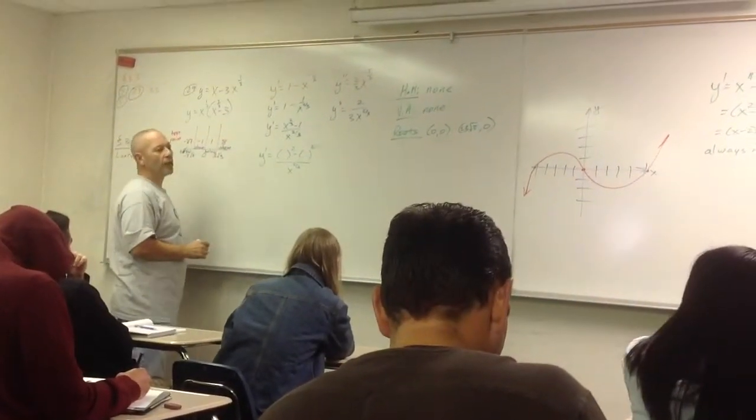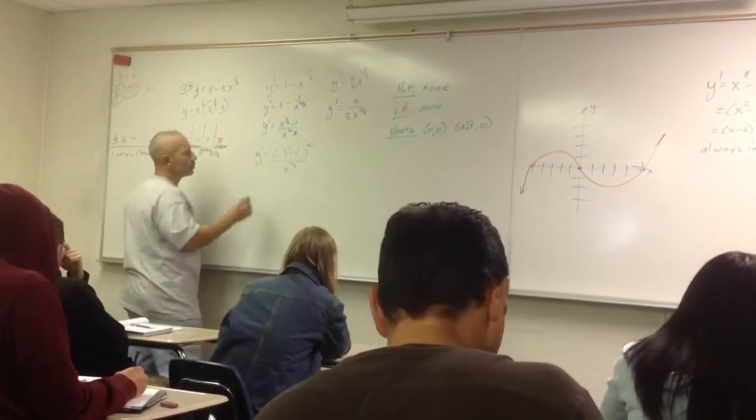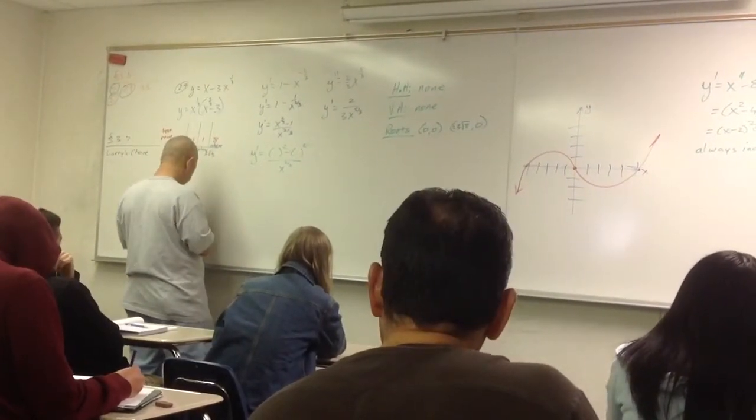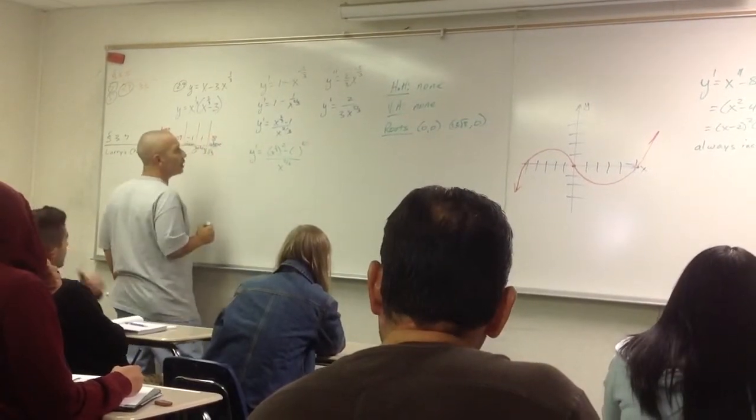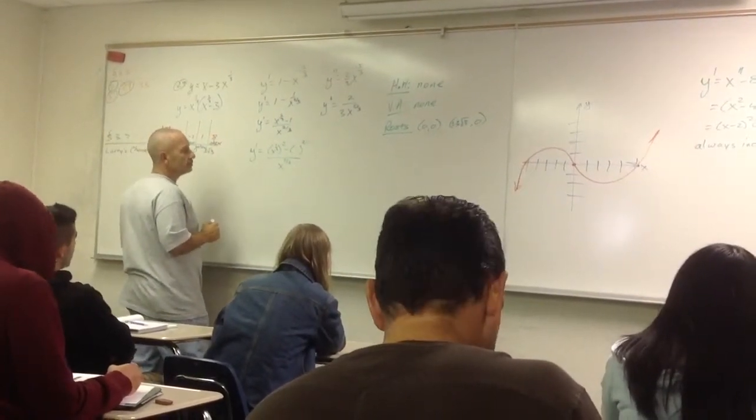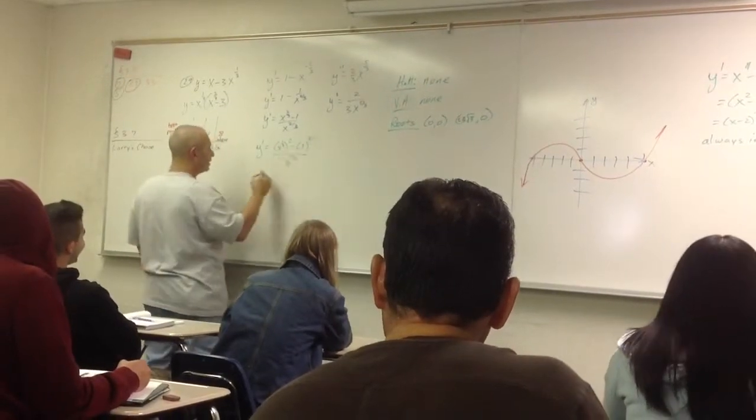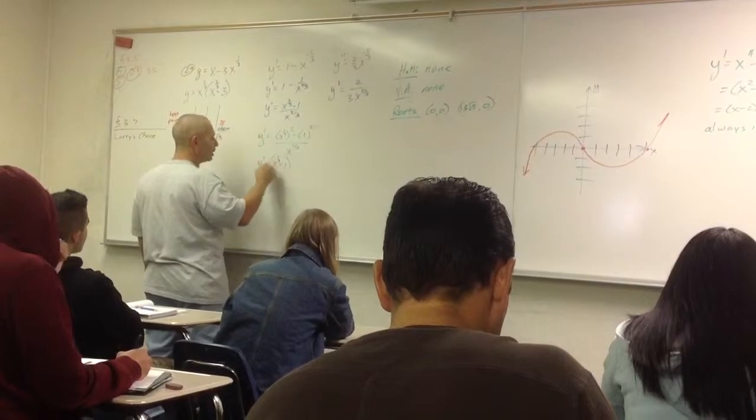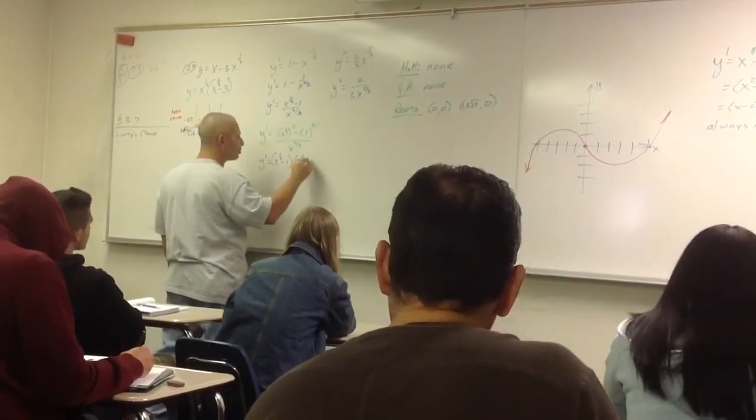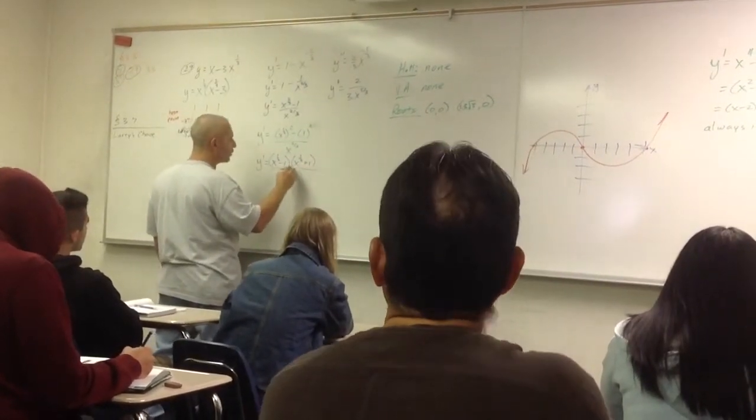Well, what do I square to get x to the 2/3? X to the 1/3. And what do I square to get 1? 1. Very good. So y prime is x to the 1/3 minus 1 times x to the 1/3 plus 1 all over x to the 2/3.